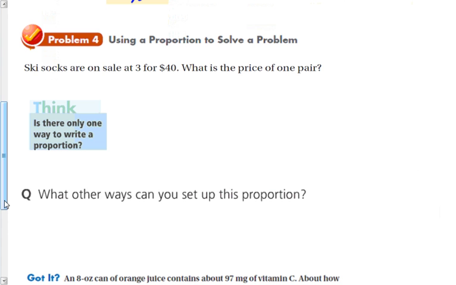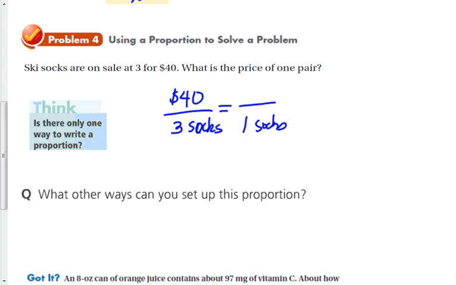So if we have a problem like this, we want to carefully write the proportion so that we have the same units matching up. It says ski socks are on sale, 3 for $40. What is the price of 1 pair? So we have $40 for 3 pairs of socks. And we want to know the price of 1 pair. And so 1 pair should match up with 3 socks on the bottom. And so we're going to just put a variable there, the missing part.